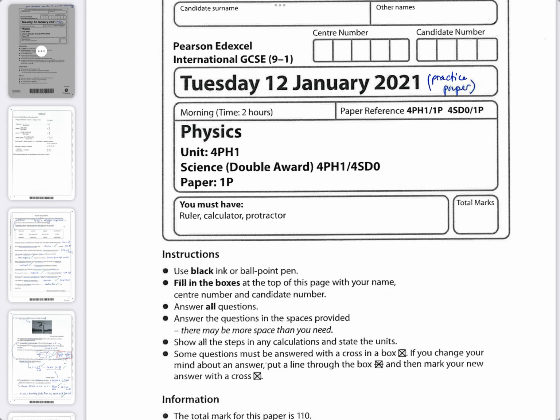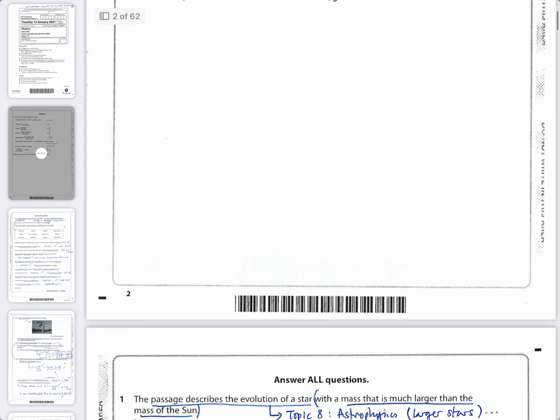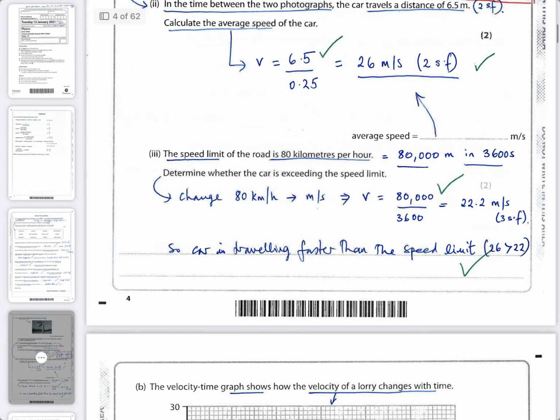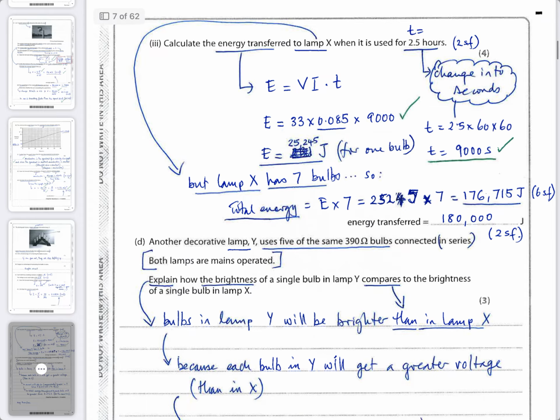Okay, this is part 4 of this paper, Edexcel IGCSE Physics, January 2021, paper 1P. So we went through 3 parts before, so I think we got up to question 7 based on my notes. I did them a couple of days ago, and I'm just restarting to do the rest of the paper today. We'll do questions 8 and 9 next.